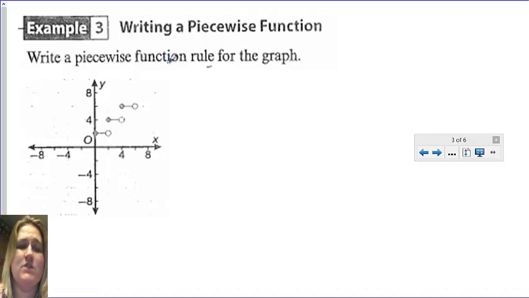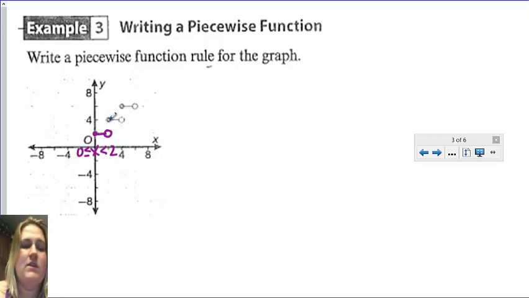Example 3 says write a piecewise function rule for the graph. We have to look at this and see what we know here. So first of all, we know that we are including 0 in this, and it's going over to 2, but it doesn't include 2. So this part right here is that 0 is less than or equal to x, which is less than 2, but not equal to 2.